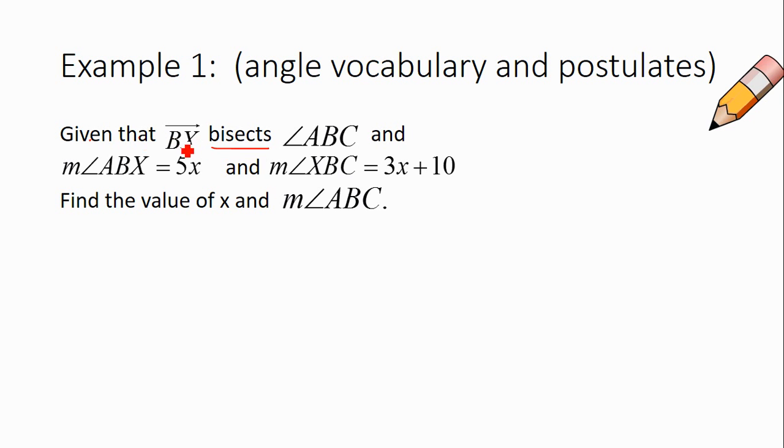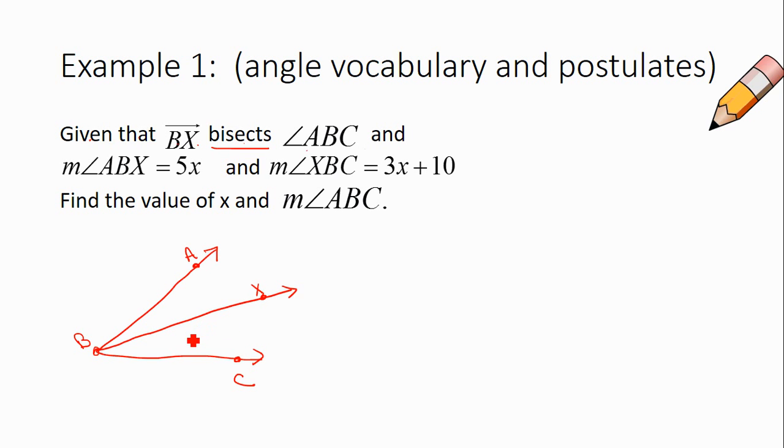Given that ray BX bisects angle ABC, I'm going to stop right there. See, what's happening is I have an angle ABC. I'm going to draw it. I'm going to put A over here, B right here, and C here. It doesn't matter if you make it obtuse, acute, or right. We know that ray BX bisects it. So I'm going to place X on there. This is an angle bisector.